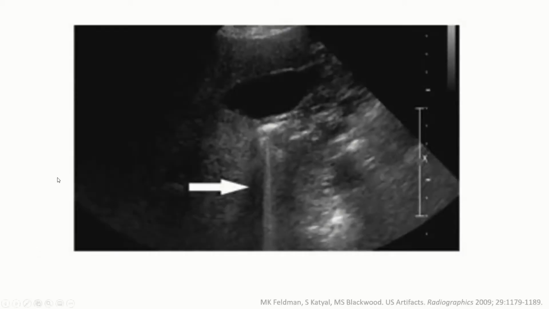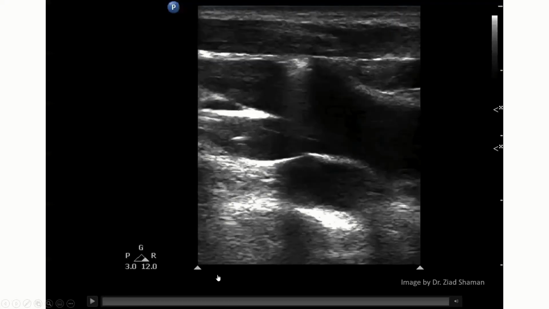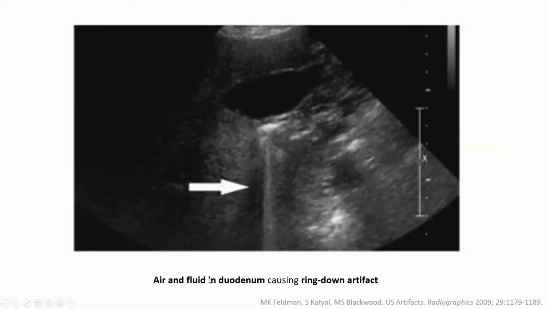So this is another artifact, but in a similar category. And then this is liver, this is gallbladder. So this should be duodenum. And then we can see high echoic signals here and then a bright line. It looks like Comet-tail, but it is actually called ring-down artifact that was made by air and also fluid in the duodenum.